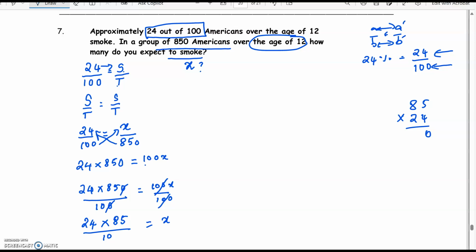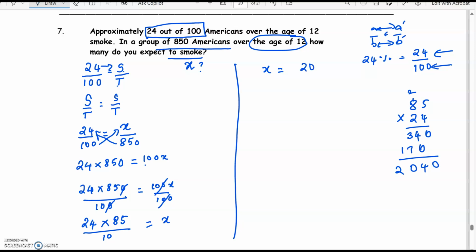5 times 4 is 20. 8 4s are 32. Plus 2, 34. 5 2s are 10. Carry the 1. 8 2s are 16. 17. 4, 10, 20, 40. So x equals, I'm just switching the sides, it really doesn't matter, 2040, which is the product of 24 and 85. I'm going to now divide by 10. So remember that this is 204 times 10, and divide by 10. The zeros cancel because both are 10s, and that is equal to 204.